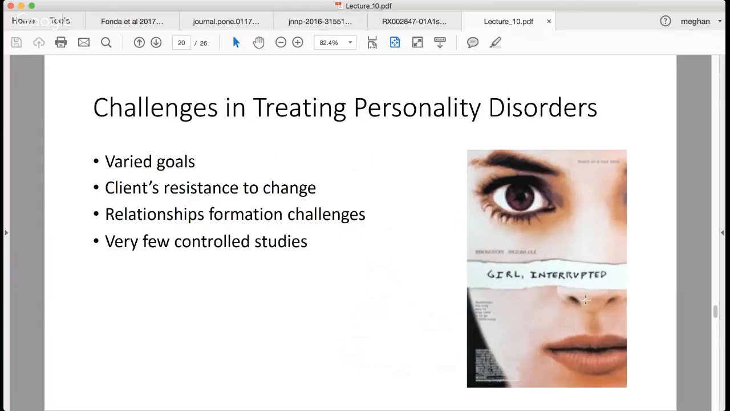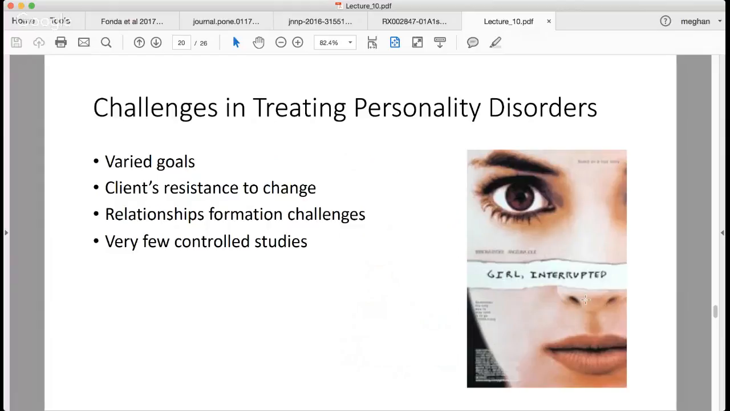Possible goals of therapy include reducing subjective distress, changing specific dysfunctional behaviors, and changing whole patterns of behaviors or an entire structure of the personality, which is extremely difficult. I mean, personality is pretty standard and maintained throughout the lifespan. So this is likely why a lot of therapies are hard and clients or patients don't buy in.